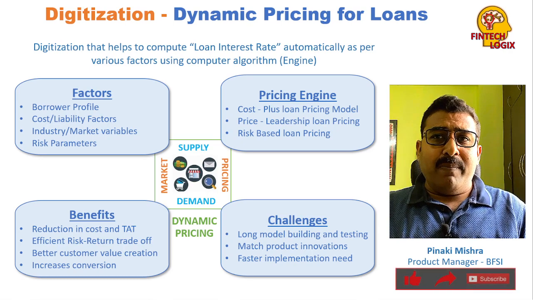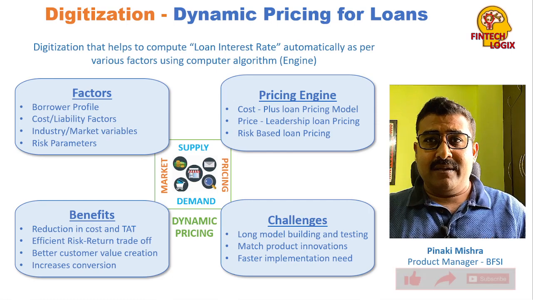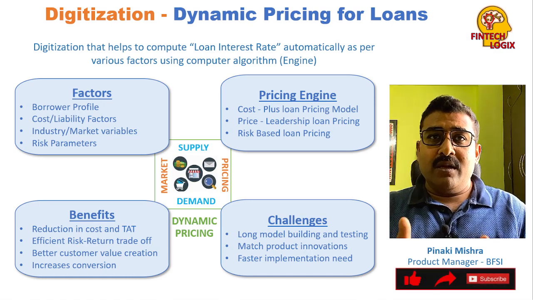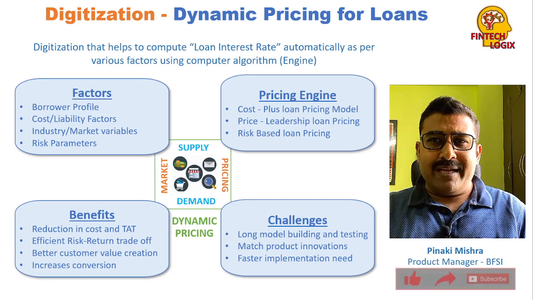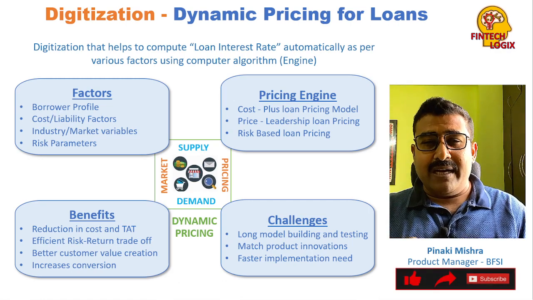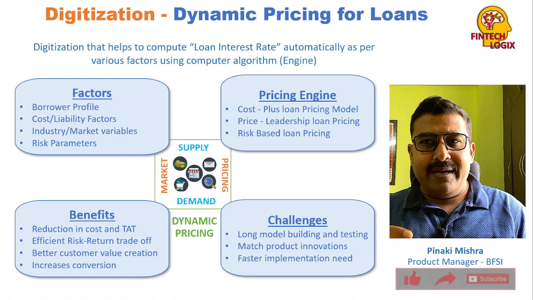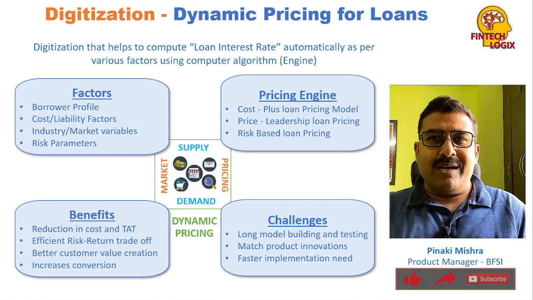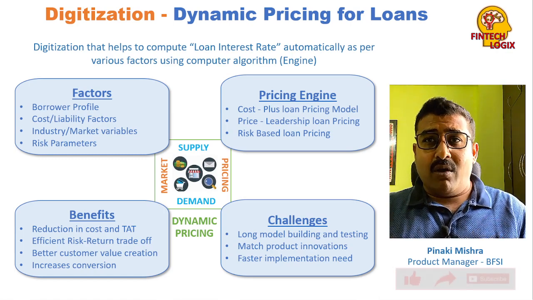Now for pricing engines, there are three different types of pricing engines or models which are used to calculate pricing correctly. So the first one is the cost-plus loan pricing model. This model takes into account very minimal parameters, like what is the cost of funds at that point of time, and based on that, a spread is added by certain rules that decide my pricing. This is very simple, which is the cost-plus pricing model.